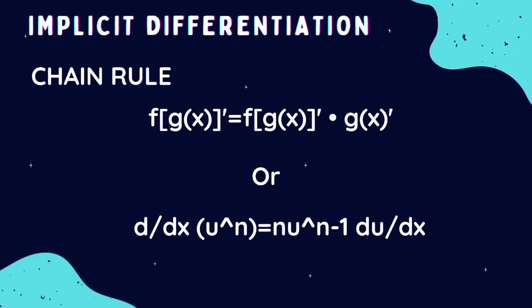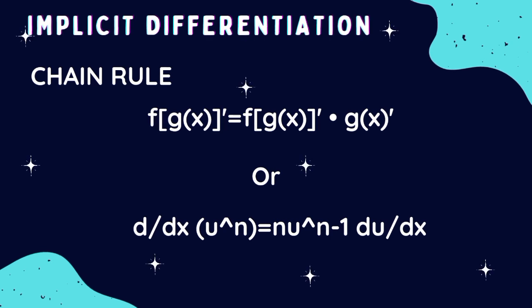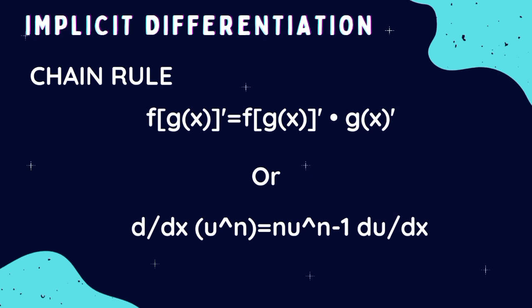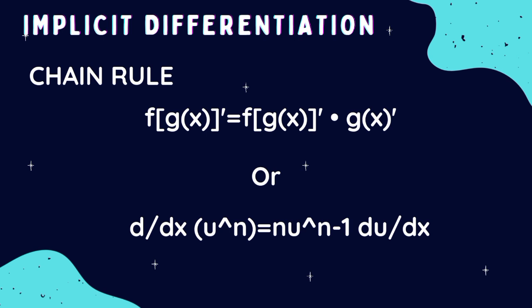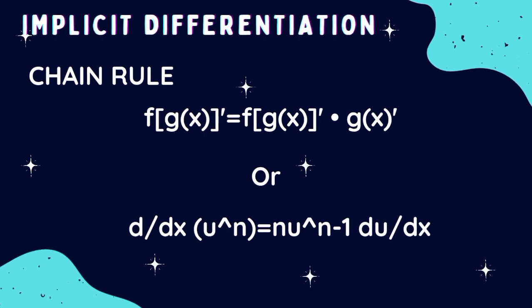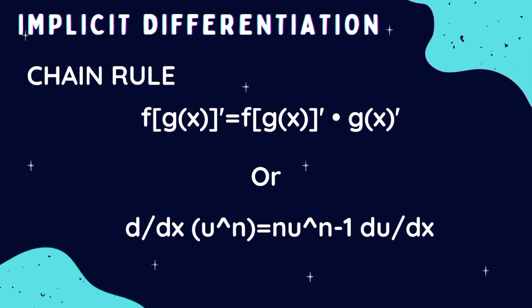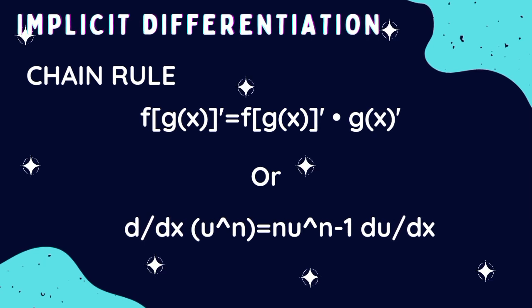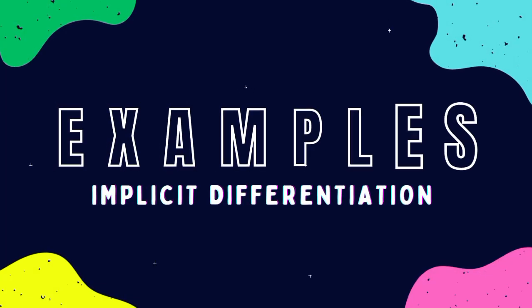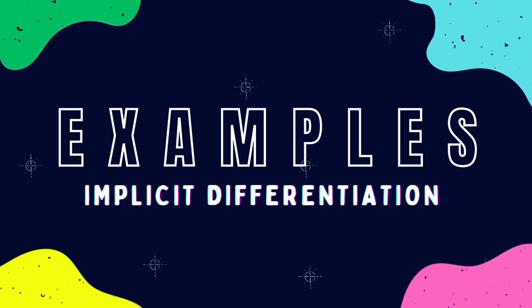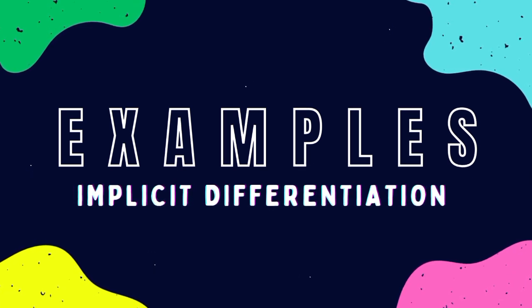Now, in applying implicit differentiation, we are going to use the chain rule. The chain rule enables us to differentiate y with respect to x. The chain rule is: the derivative of a composite function is equal to the derivative of the outside function multiplied by the derivative of the inside function. So in every equation, we will treat y as another function and differentiate it with respect to x. Alright, now for better understanding, let's proceed to the examples.